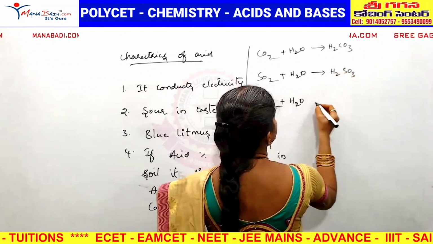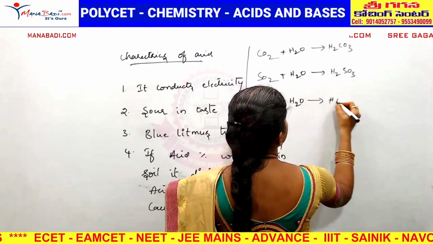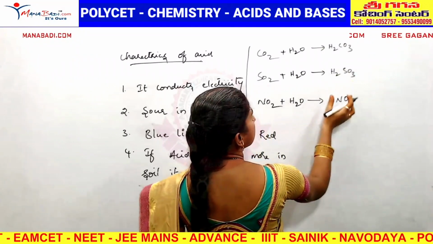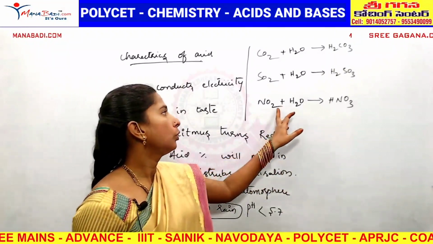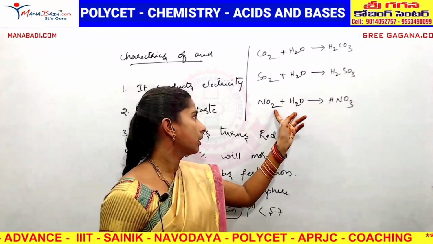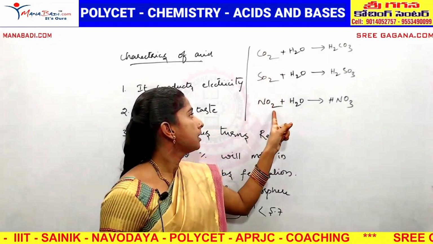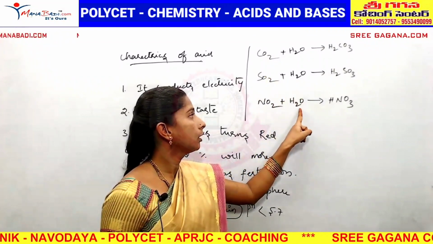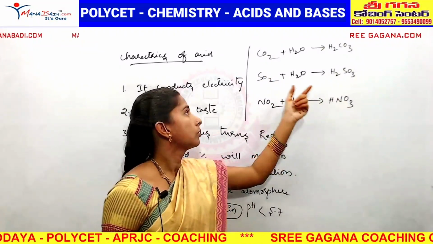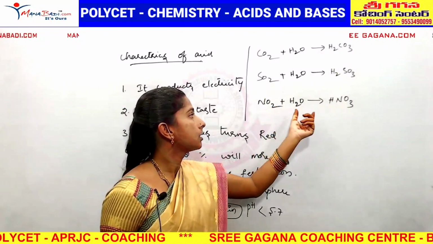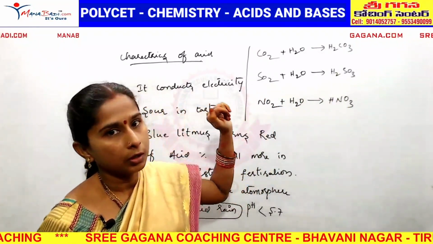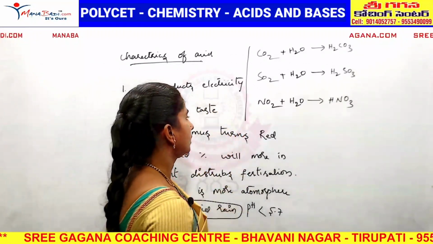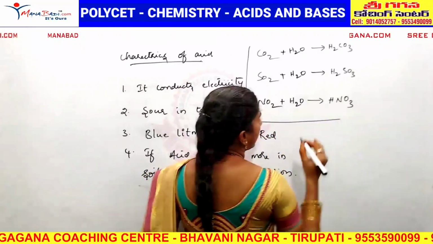Obviously, they are converted into acids: H2SO3, sulfurous acid, HNO3, nitric acid, and carbonic acid. Due to this reaction, these oxides convert the water molecules to acids. So instead of water, we will get acid rains. This is the reason for acid rains.